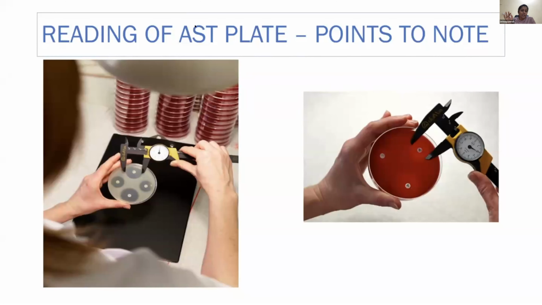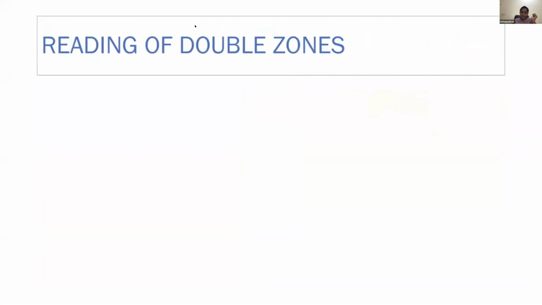Rather than the traditional scale, vernier calipers are more accurate in measuring, because as we see in the breakpoint table, every millimeter has to be measured. If there is a small difference, then it will turn sensitive into resistant and vice versa. So that has to be seen clearly.